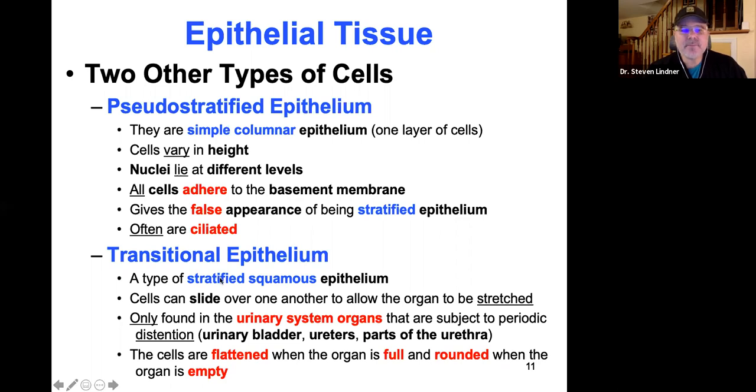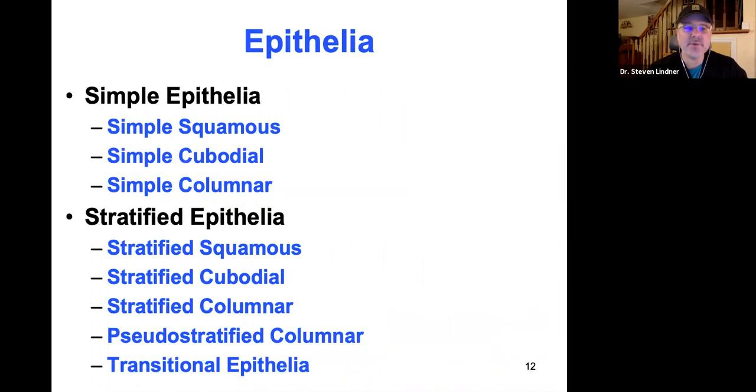Transitional looks like squamous on top, and then sometimes you see cuboidal deep to it. That's because the organ is being stretched. So they're found in the urinary system, especially the urinary bladder, the ureters, parts of the urethra, because that can expand, that can get larger, it can swell up, and then it can deflate. Just think of the balloon for transitional.